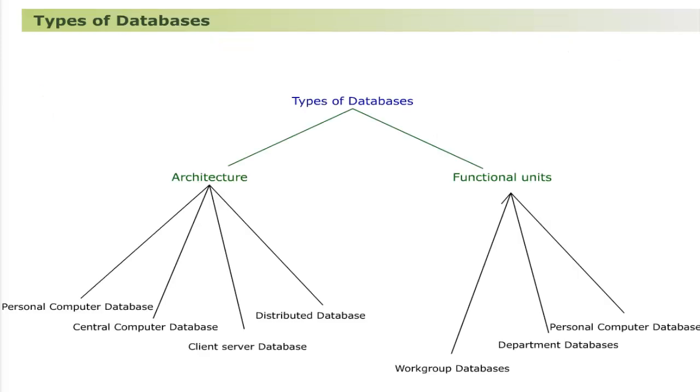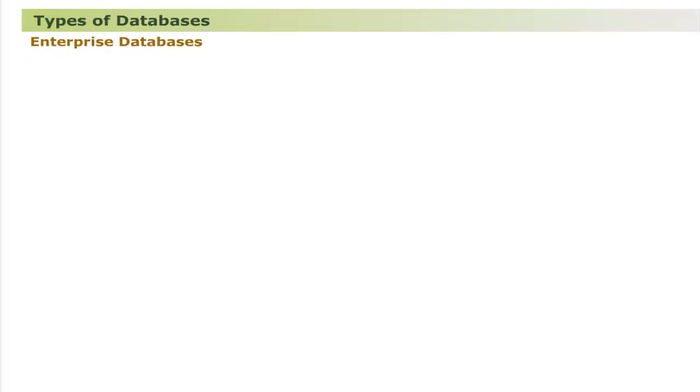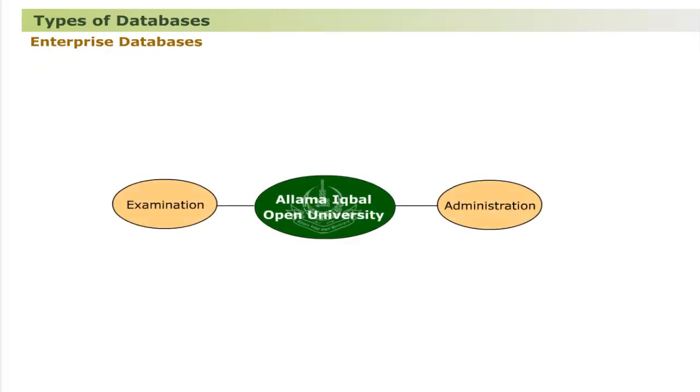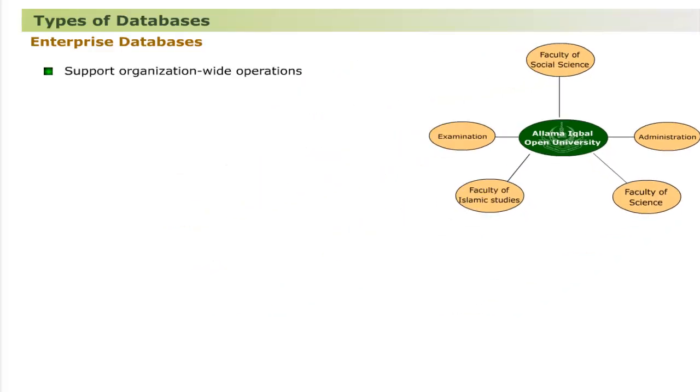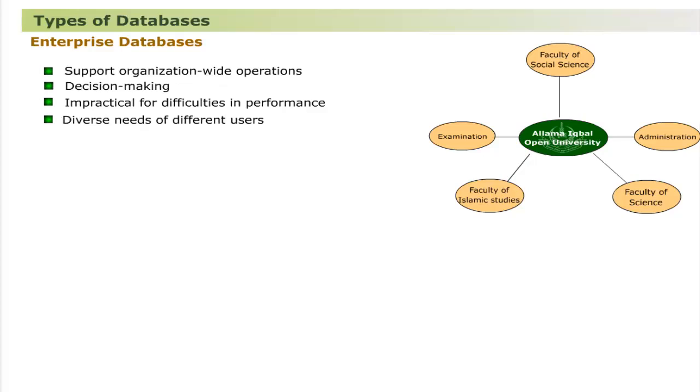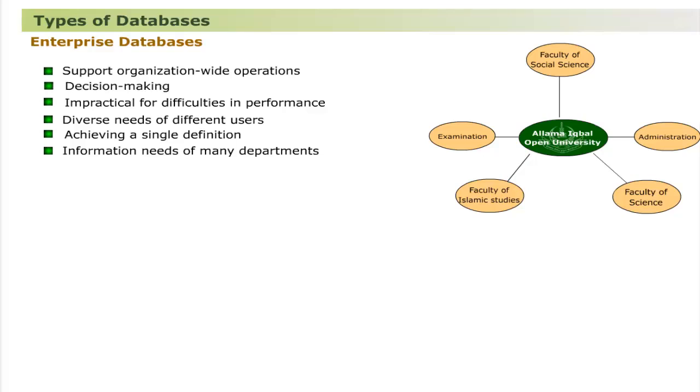Enterprise databases. The enterprise database is one whose scope is the entire organization or at least many different departments. Such databases are intended to support organization-wide operations and decision-making. A single operational enterprise database is impractical because of difficulties in performance, diverse needs of different users, and the complexity of achieving a single definition of data for all database users. An enterprise database does, however, support the information needs of many departments.